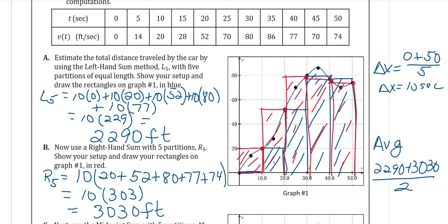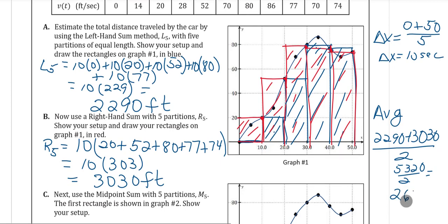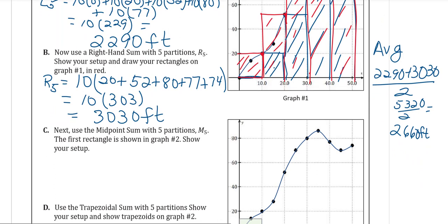So this would be 5320 over 2. So we would report an area or a distance of 2660 feet. So you normally do both. Okay, so a way around that is you could use the midpoint sum.